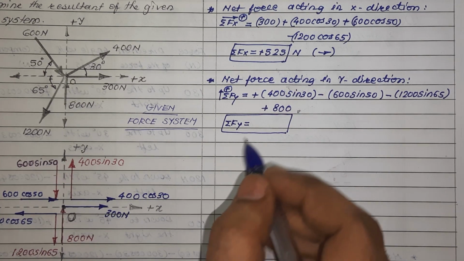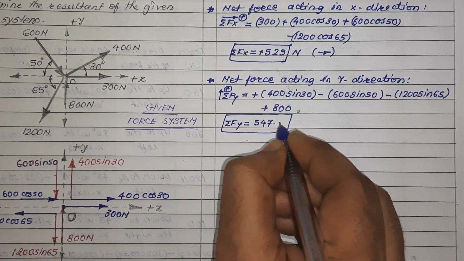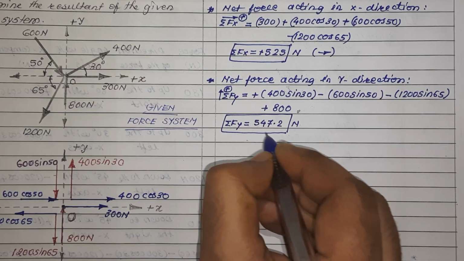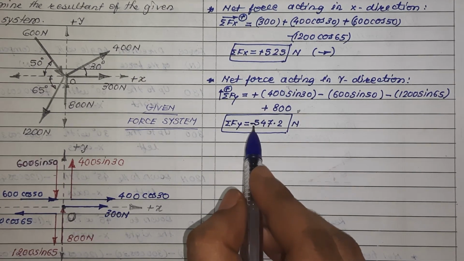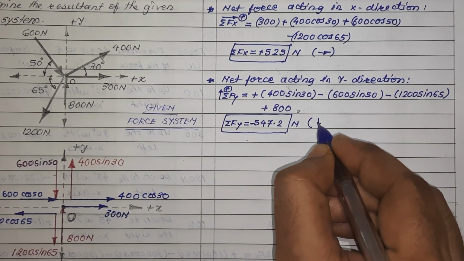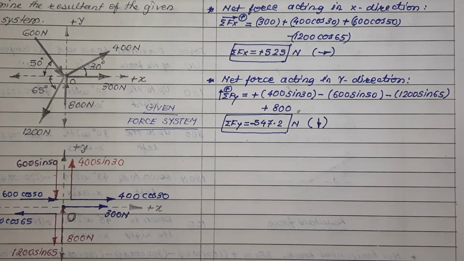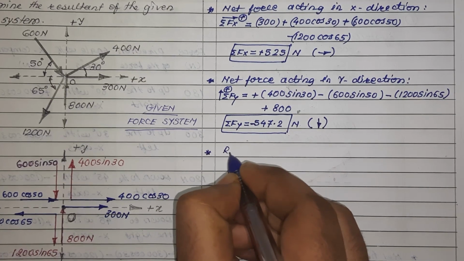Summation Fy comes out to be 547.2 Newton, but with negative sign. This negative sign indicates the net unbalanced force of the system will be downward. After this, we will find out the resultant force.